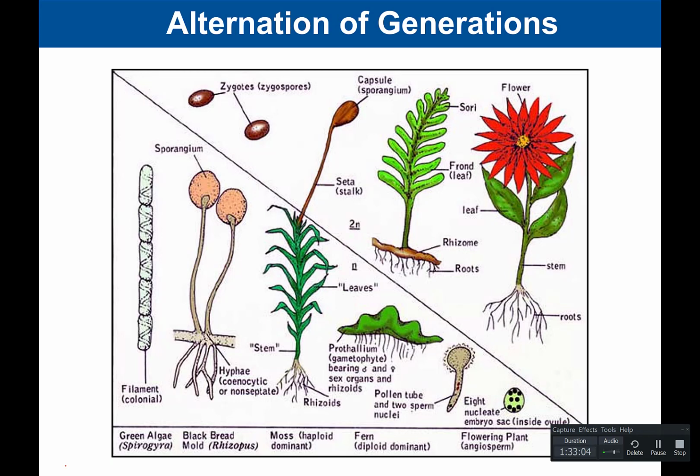So the next part of the lab is looking at something referred to as alternation of generations. Alternation of generations refers to this alternation of stages between the diploid part of the life cycle, and the diploid part is called the sporophyte generation.